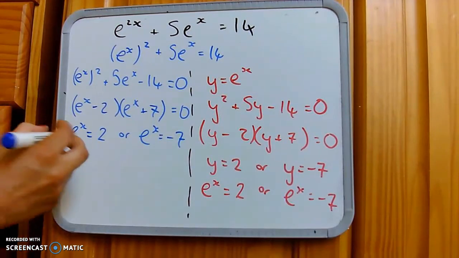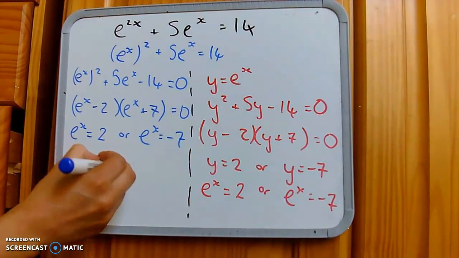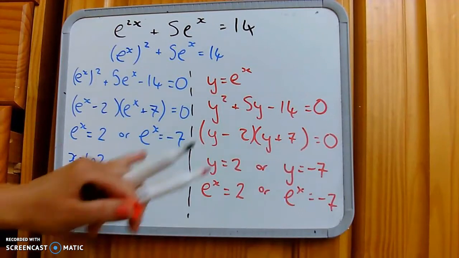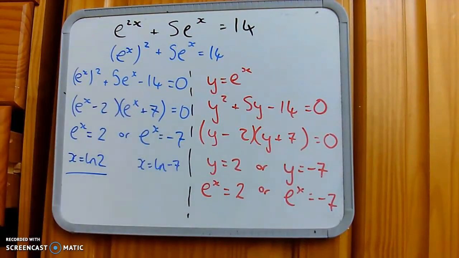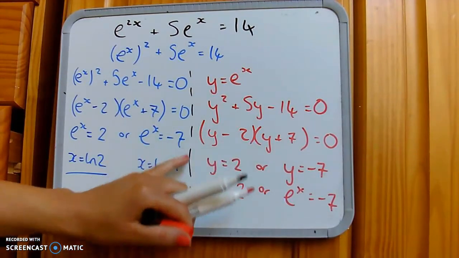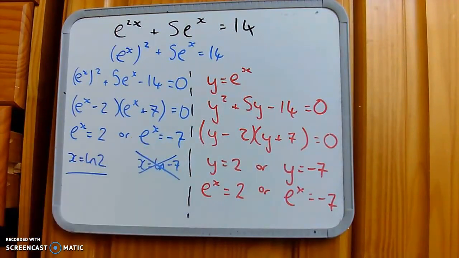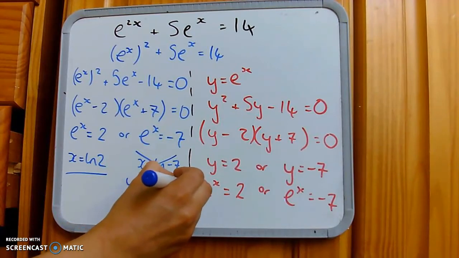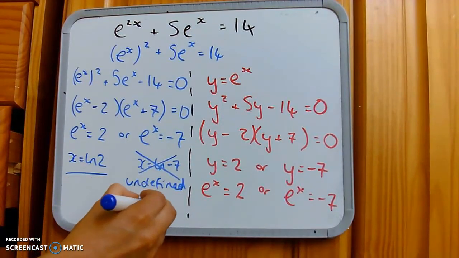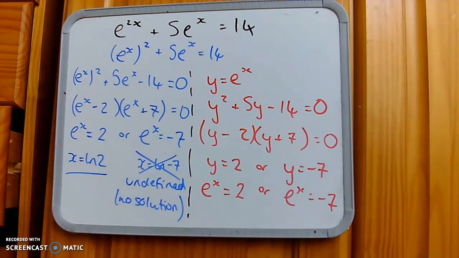Now, solving from here, I get that x equals ln 2, nice and simple. However, we have to be careful here. So here, I would get that x is equal to ln of minus 7, but we cannot input a negative number into there. So I wouldn't even bother writing that. This is what we call undefined, or there's no solutions. Okay, just like if we're trying to square root a negative, we can't take a logarithm of a negative.